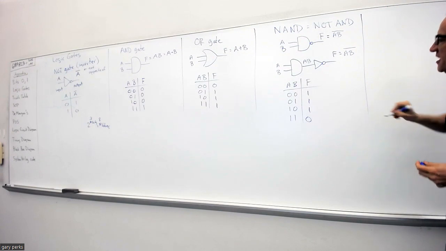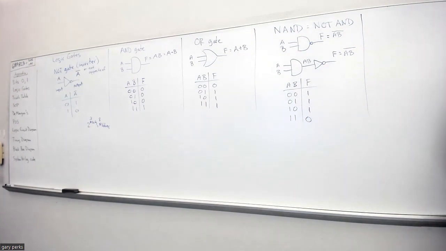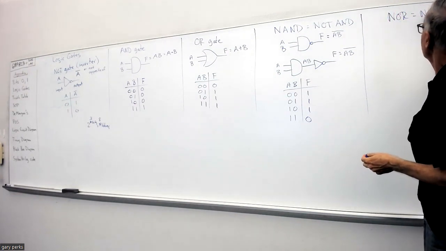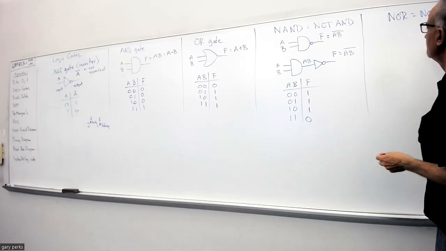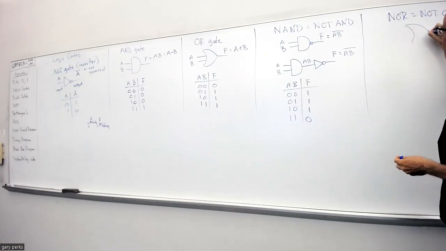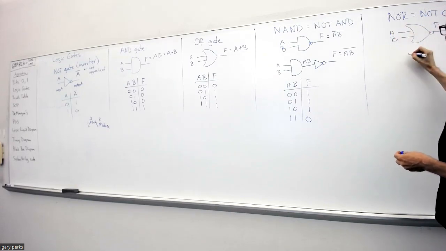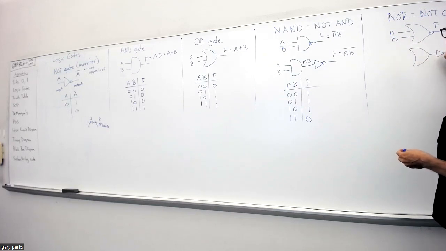All right, what do you think's coming next? What gate's coming next? NOR, exactly. There's a NOR gate. It stands for not OR. It has this symbol. It looks just like the OR gate symbol, but it's got a little bubble on the output. And it's equal to an OR gate with an inverted output.